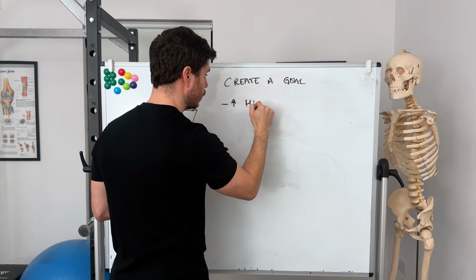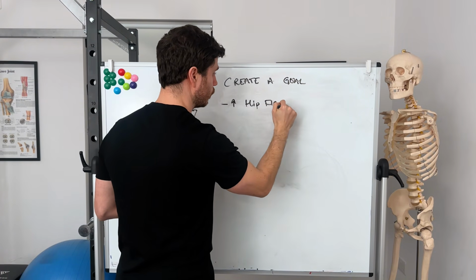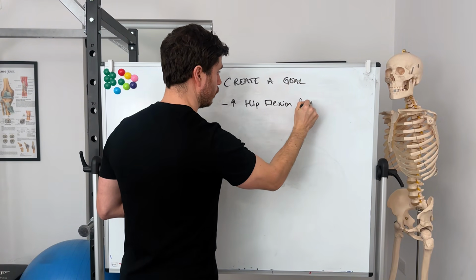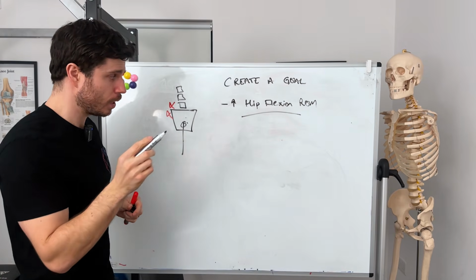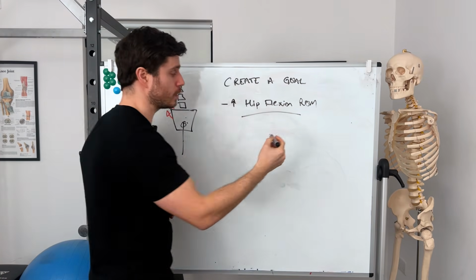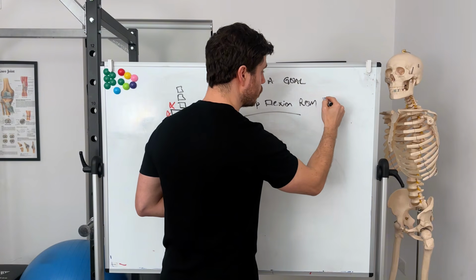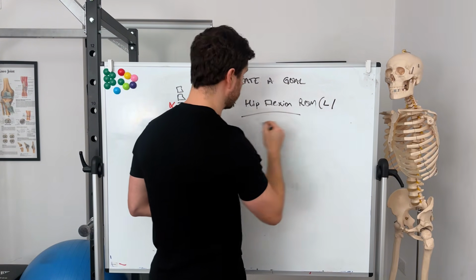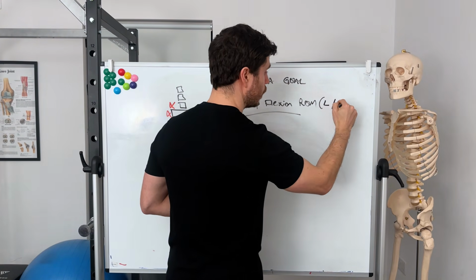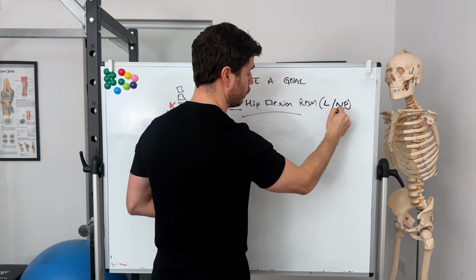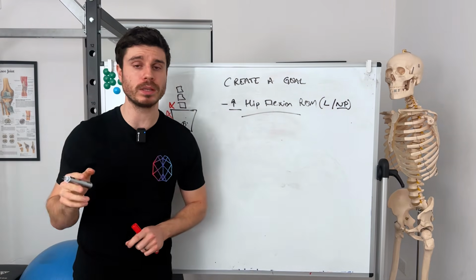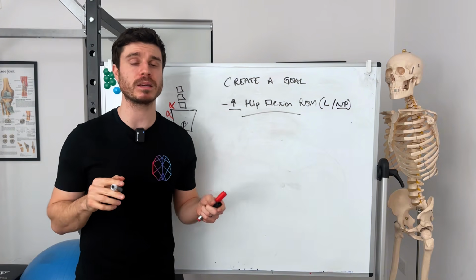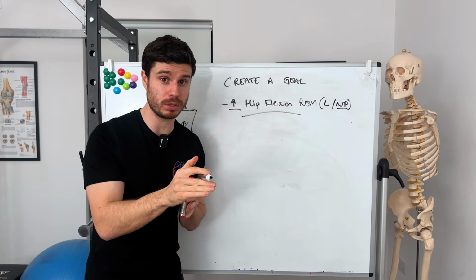So the goal might be increase hip flexion range of motion. Again, really simple goal. Now, what's important here is that hip flexion range of motion was limited. That's why we want to increase it. But it was non-painful. Okay? That means that when we are utilizing interventions to expand that, we don't have to be as cautious.